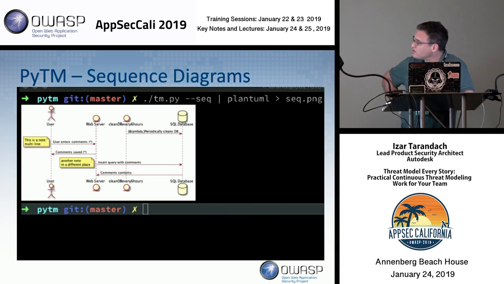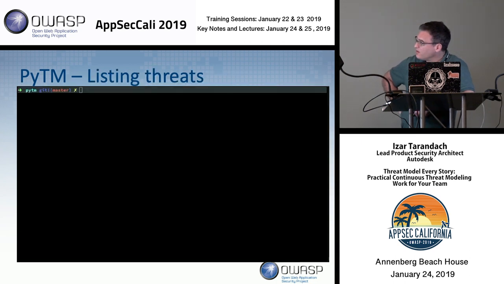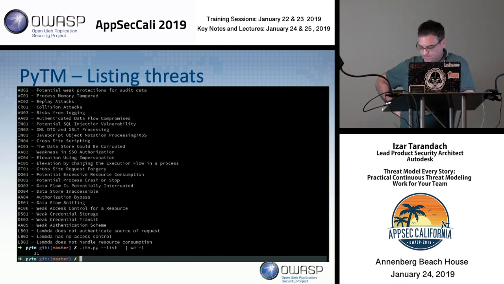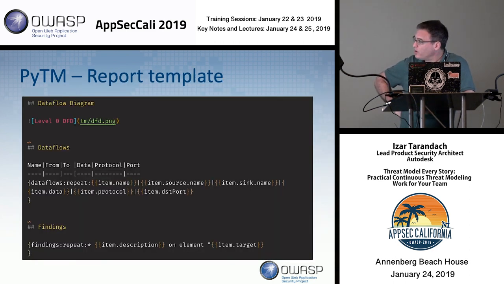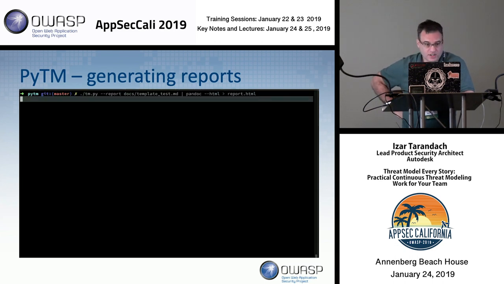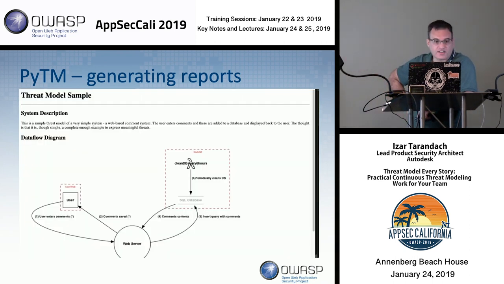Right now, the system knows these threats. So right now we have a library of, I believe, 31 threats. Each one of them is basically one line of Python. Very easy to extend, very easy to add. We have a very basic report template where you can write things that relate directly to your data and use that to generate reports. So you ask for a report using that template, run it through Pandoc to get whatever output you want, HTML, Markdown, even Word. And what you get is something like this.